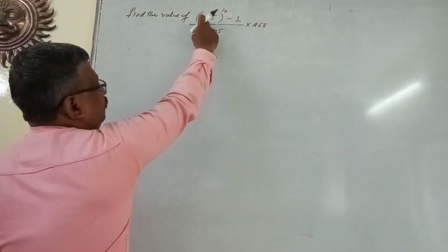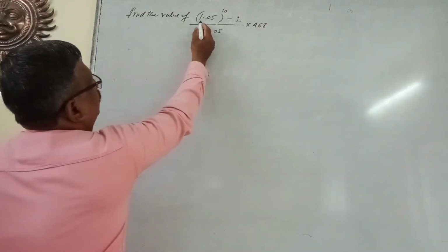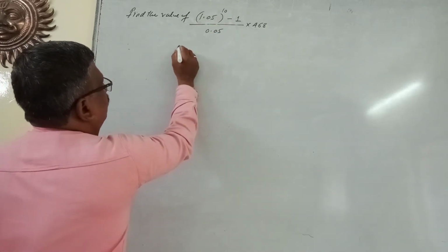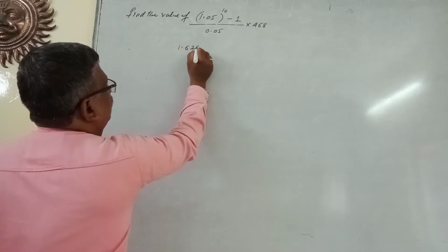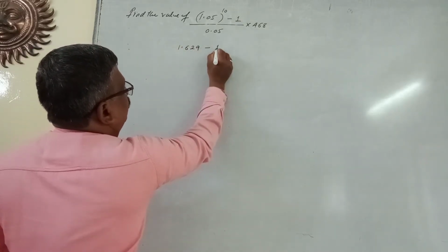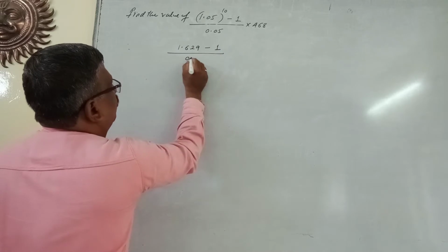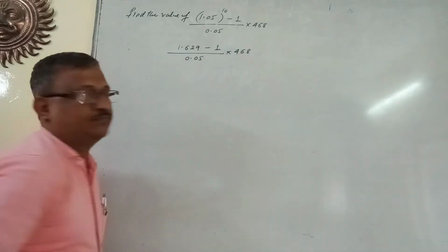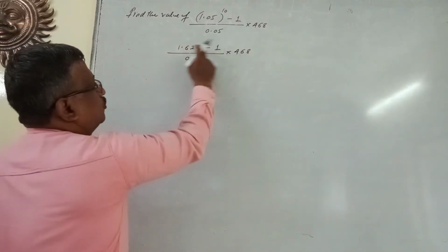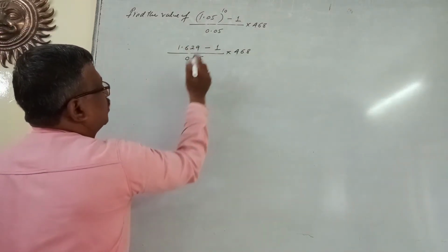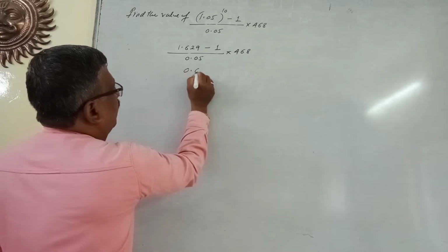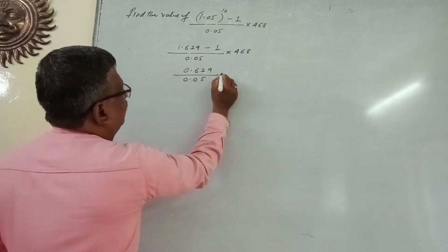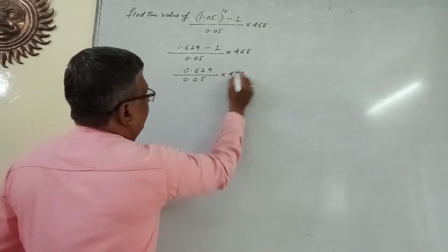Now let's substitute that value here. In place of 1.05 raised to 10, you have to put how much it is? 1.629 minus 1, divided by 0.05, and this is multiplied by 468, right? Now we can subtract: 1.629 minus 1 comes to 0.629 divided by 0.05, multiplied by 468.